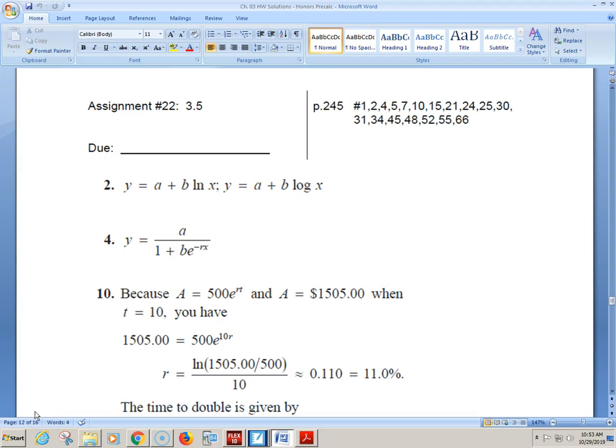What's any log of 1? Any log? Any log? 0. There are some properties like that, right? Any log of 1 is always 0.